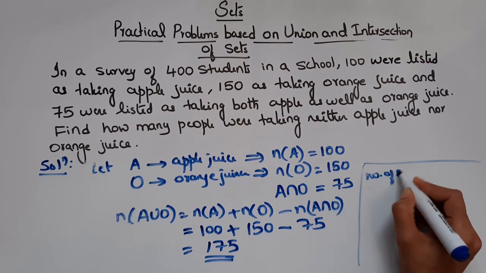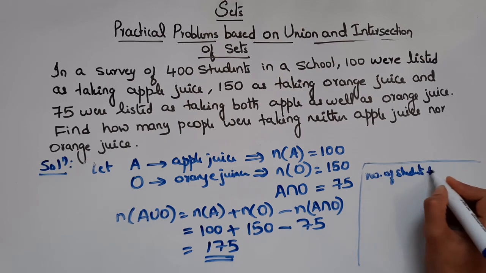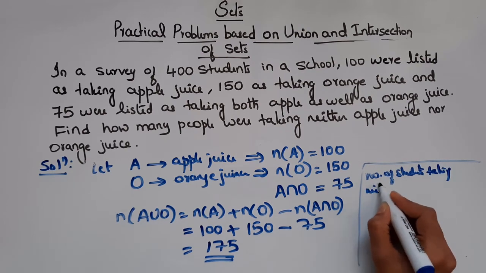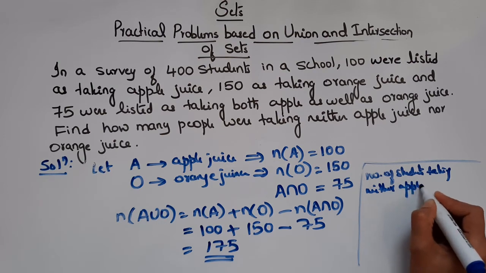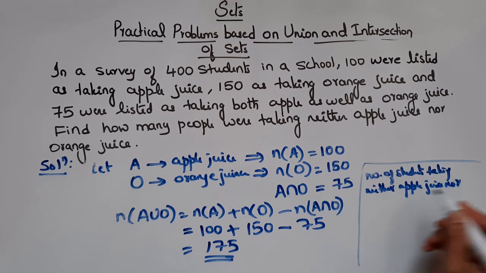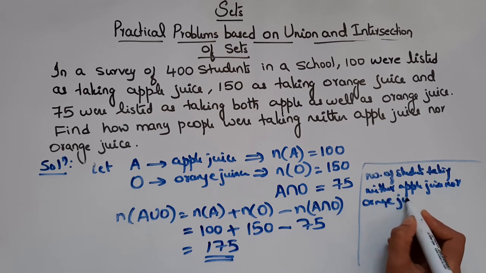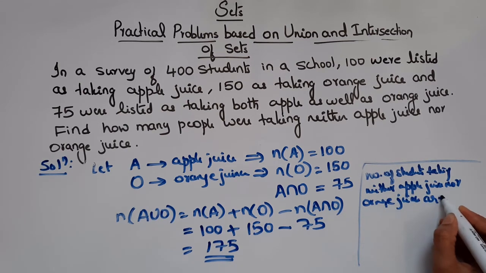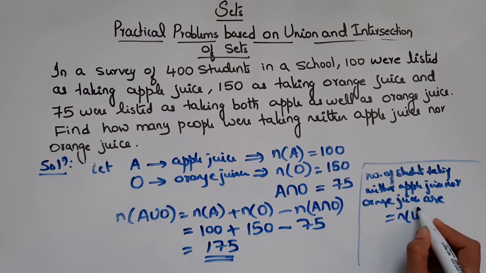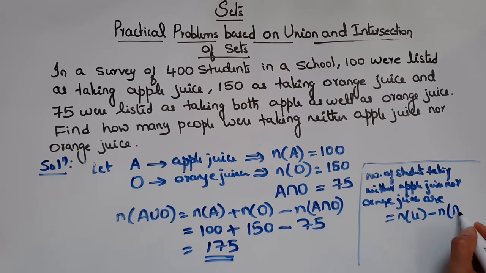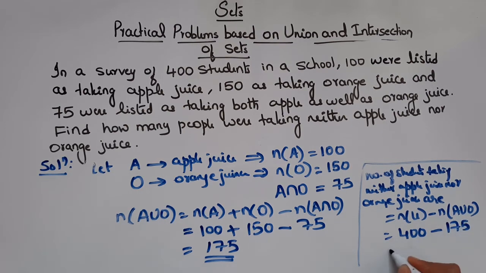So we have the number of students taking neither apple juice nor orange juice are N of U, that is universal set, minus N of A union O. So here universal set is 400 minus this is 175. So this will give you 225. So there are 225 students who are not taking any of the juices. I hope this is clear.